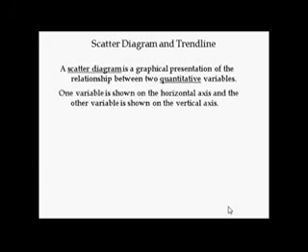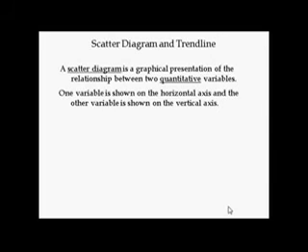When two variables are quantitative, a cross-tabulation or scatter plot can be used to determine if they are related. A scatter diagram is a graphical presentation of the relationship between two quantitative variables. One variable is shown on the horizontal axis.